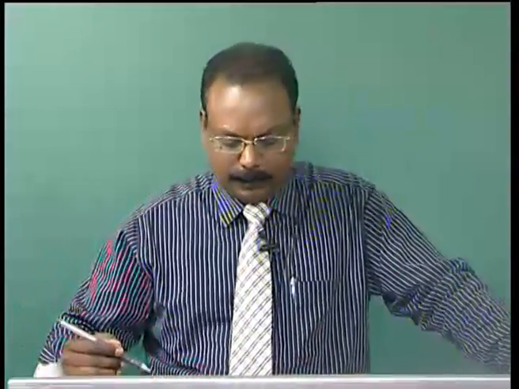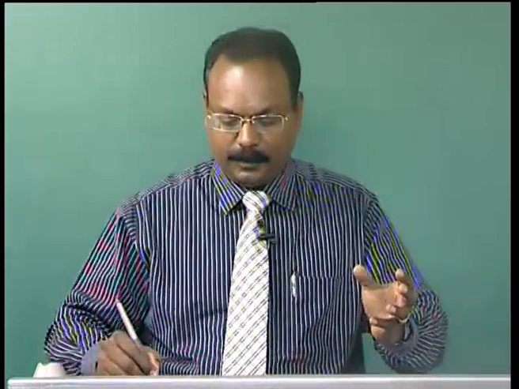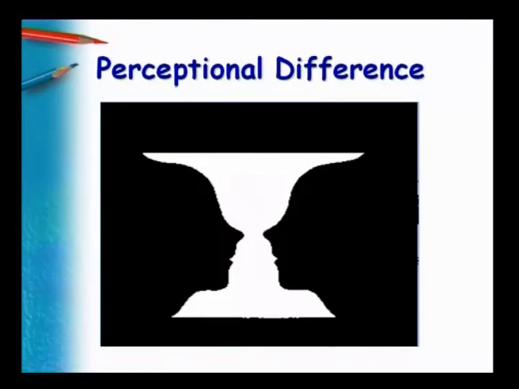The civilized beings think that the cannibals are brutes, and the cannibals think that the civilized ones are barbarians who kill people, but don't eat the flesh of the people whom they kill. Now look at the next two pictures quickly and tell me what comes to your mind first. These are to tell you the perceptual differences. Look at these pictures. What comes to your mind first?